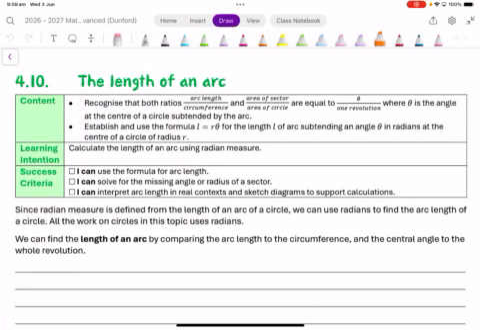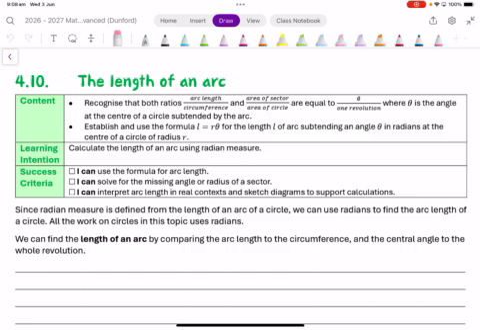Okay, so today what we're doing is looking at the length of an arc. We're going to calculate the length of an arc using radian measure. Everything that we do in circles and this topic from now on, we're going to be using radians with our calculators. That's why we did our exit ticket beforehand.